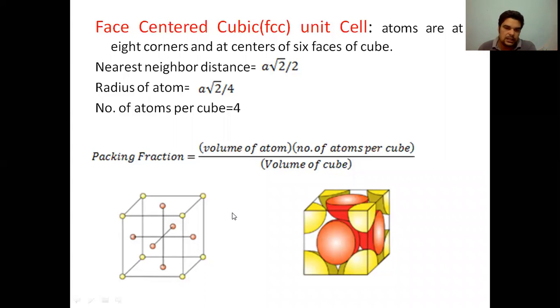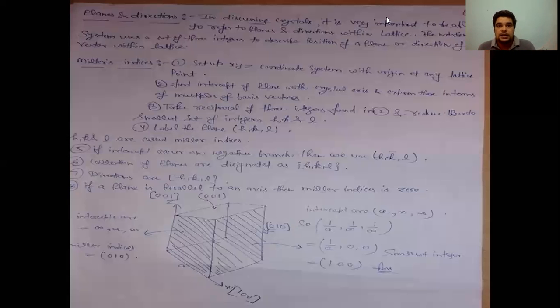So these were the three cubic unit cells. Now let us consider a very important topic in this case, that is planes and directions. Planes and directions in the case of crystals are very important. In discussing crystals, it is very important to be able to refer to planes and directions within the lattice. In order to define the planes and directions, Miller indices are used.